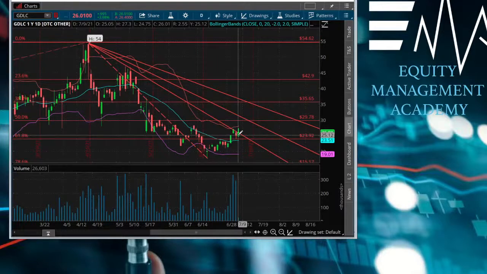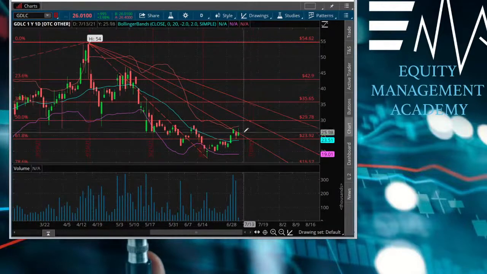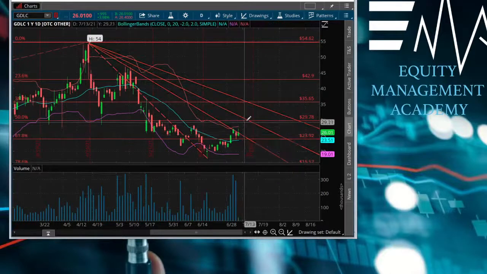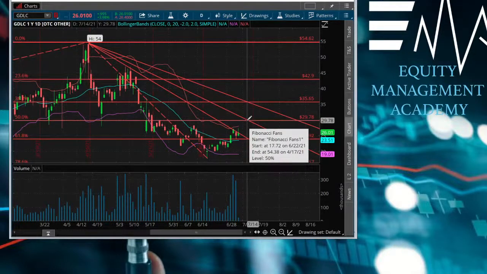So we are in the first fan, the first trend line, the Fibonacci trend line resistance level. Once we close above this trend line, then obviously we can revert back up to the 50% Fibonacci retracement, which is in that 2978 level.